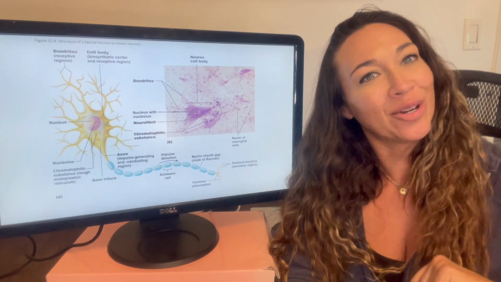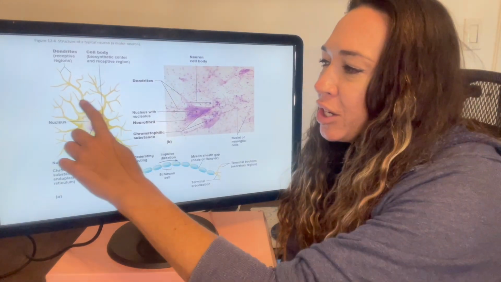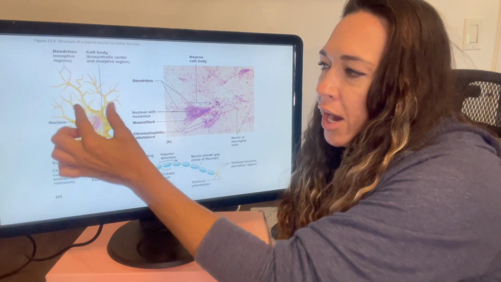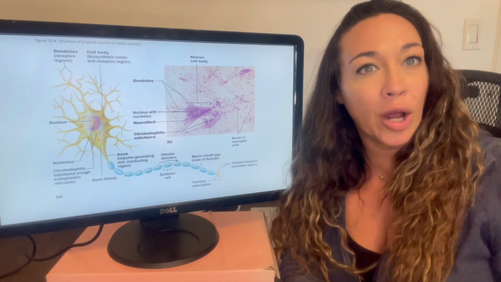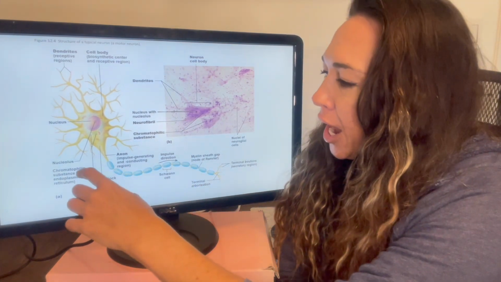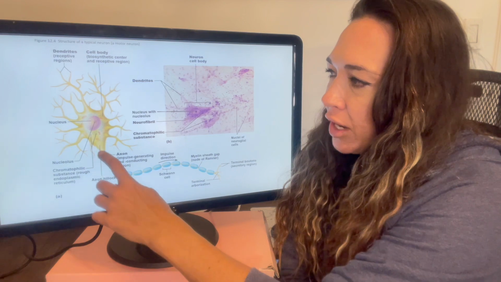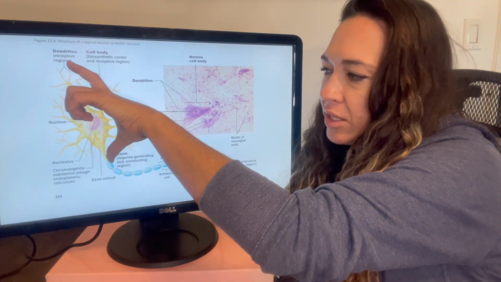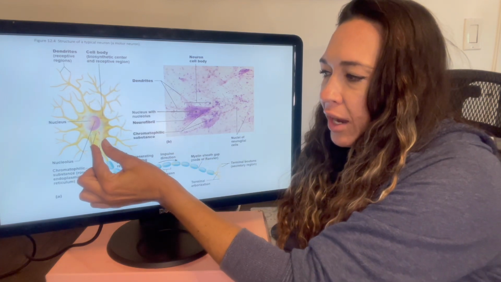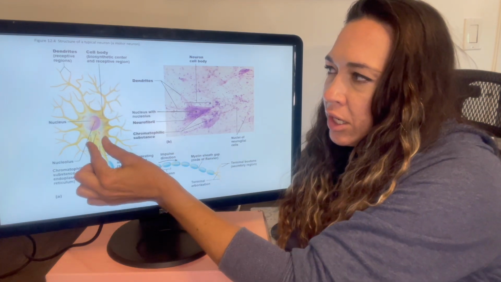Now, let's go into the parts of this neuron. So we talked about how this is the nucleus right here. Inside this big part, right? That big part is the cell body. It's really like the big one. Now this right here is your axon. This whole thing would be considered the axon, right? This is your axon hillock as it gets smaller and smaller here.